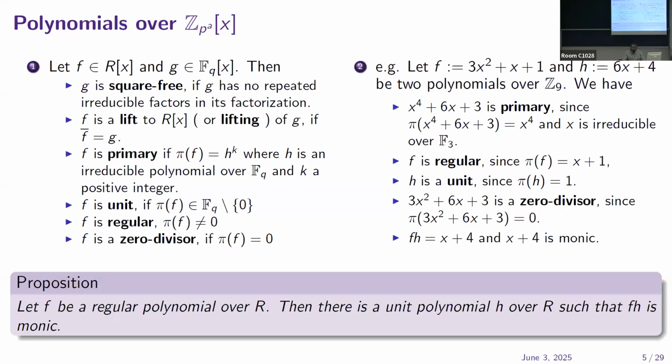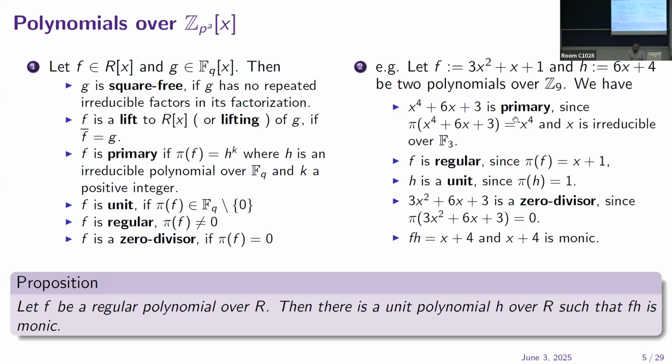For example, we take f equal 3x squared plus x plus 1, h equal 6x plus 4, two polynomials over Z9. We have f plus h equal 3x squared plus 7x plus 5, and 6x plus 3 is primary. We explain why it is primary.